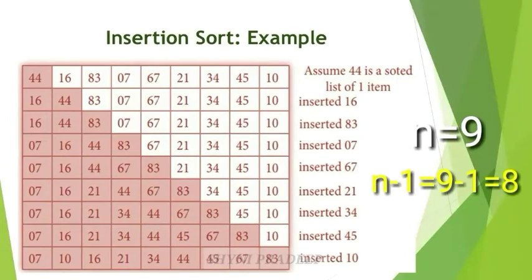So you can see here after completing pass 8 we got the sorted array. N minus 1 passes, which means 8 passes. So after 8 passes, after 8 iterations, we got the final sorted array. So this is about the insertion sort algorithm.